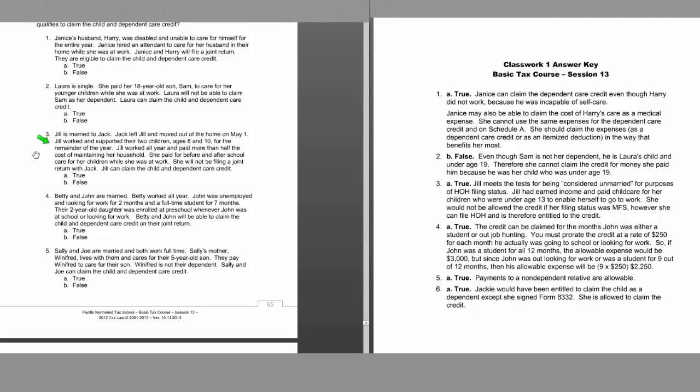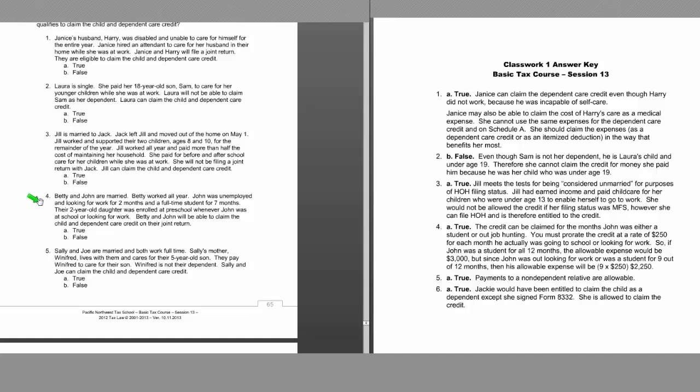And, of course, she paid more than half the cost of keeping up a household for those children. And so she passes all of the tests for being considered unmarried and qualifies for the head of household filing status. And as such, she will be able to claim the Child and Dependent Care Credit. So A, true, is the correct answer.